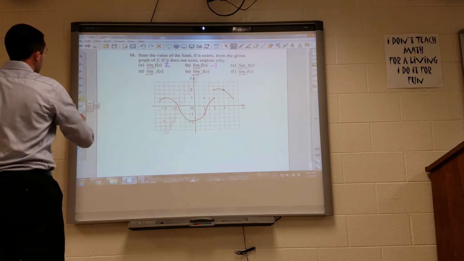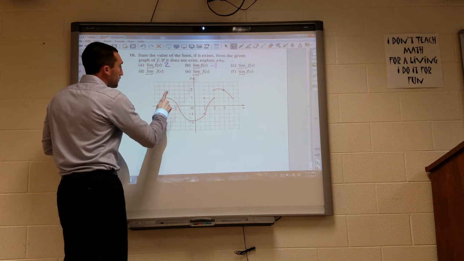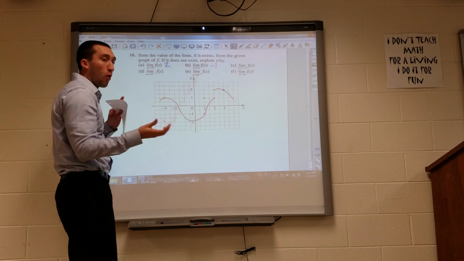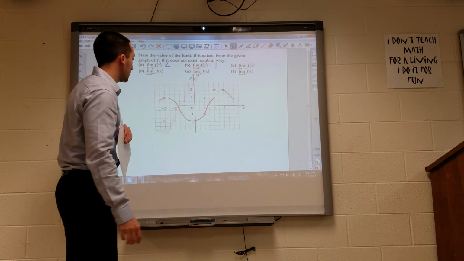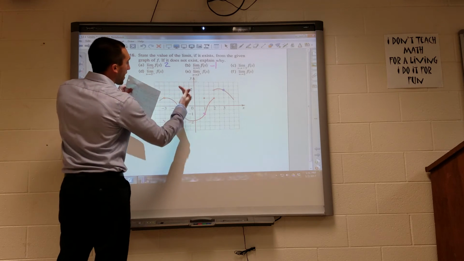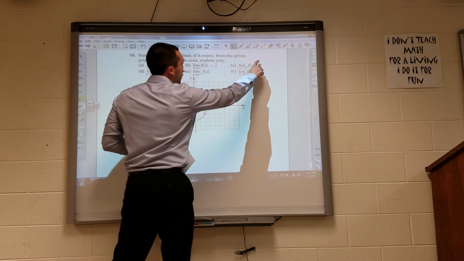Next, I want when the limit approaches negative 3. So even though there's an open circle there, there's not a point actually at x equals negative 3. When x approaches negative 3, we can see that my graph is approaching positive 1.